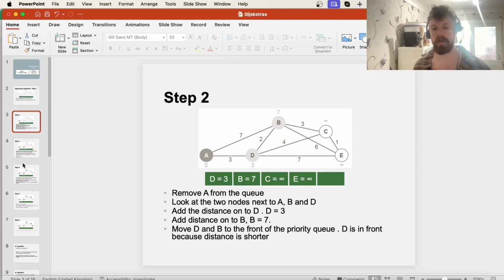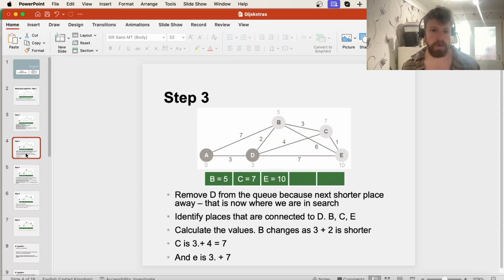So you just go to the nodes next to your start node, and then go to the shorter one first. We remove D from the queue because it's the next shortest distance away. That's where we are in the search, and then we identify the places connected to D. The connected nodes are actually all of the other ones, which are B, C, and E. We change the values in those.